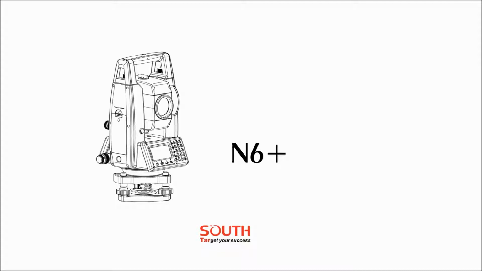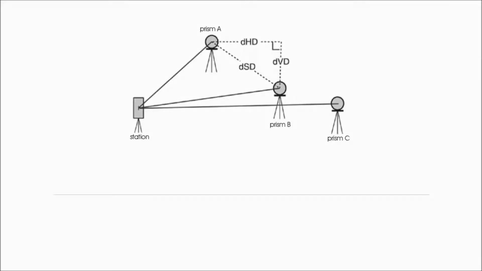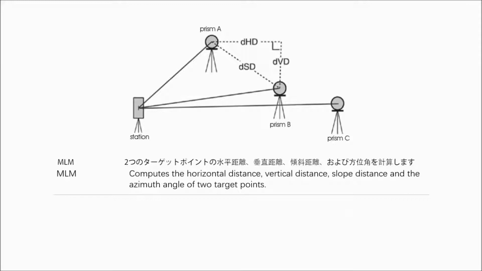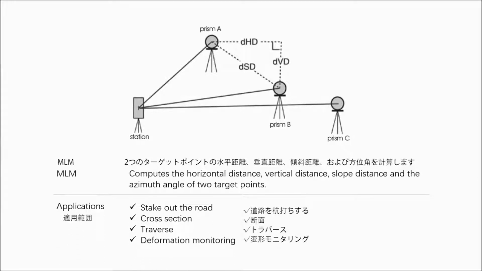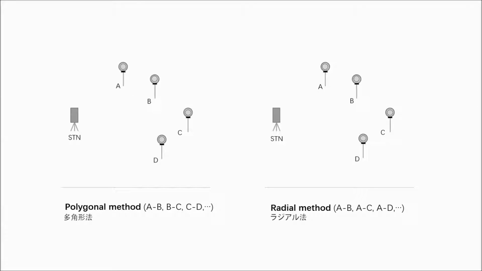In this episode, we will have a short guidance for MLM. This function, also known as tie distance, computes the horizontal distance, vertical distance, slope distance and angle of two target points. It is a useful tool when measuring roads, like the cross-section, traverse, deformation monitoring. When staking out a road, we can use this program to check the horizontal and vertical distance for the changing points. The calculation can be selected between two different methods.